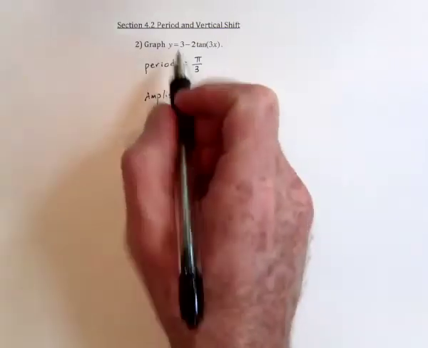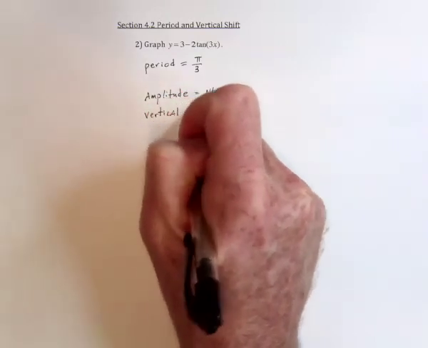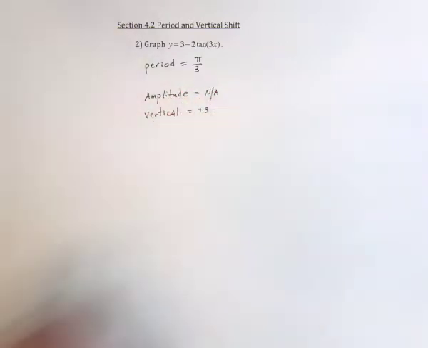Then vertical shift is 3. So either a positive 3 or that it's up by 3.